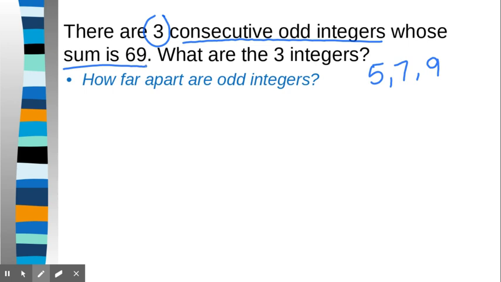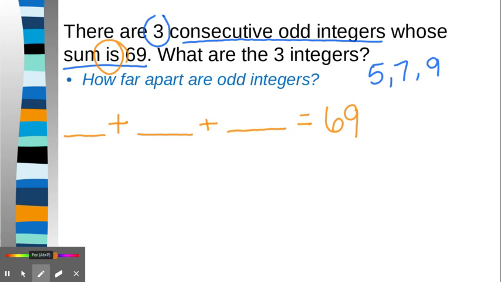Well, we already learned some things about this. We know that sum tells us that we're going to add. So we're going to have three pieces that we add together. And then that "is" tells me to have an equal sign. And then my 69. For numbers we don't know, we use variables. So we're going to throw an x in the equation. That's going to be the first odd number that we don't know.